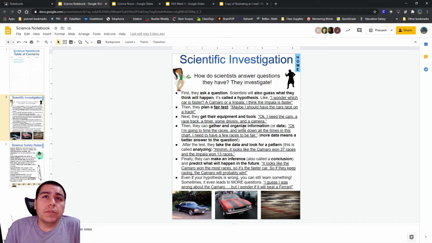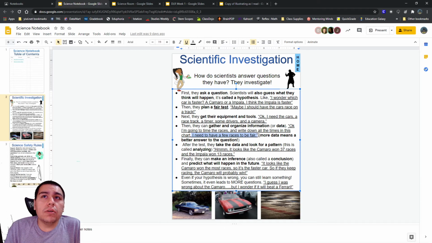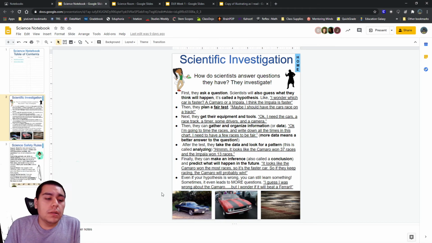One of the things that people don't like to do is they don't like this part. They don't like having to do the same experiment over and over and over again. They think if I do it once, that's it. To be fair and to give you really good information, you can't just test it once. You have to test it more than one time.